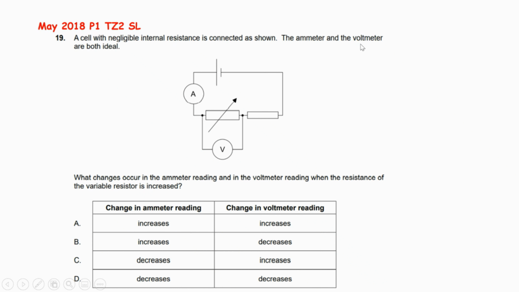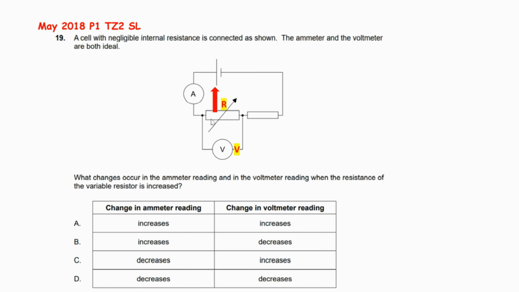The ammeter and the voltmeter are both ideal. What changes occur in the ammeter reading and in the voltmeter reading when the resistance of the variable resistor is increased? Shown here in the diagram, the variable resistor has a sliding contact. So the resistance of the variable resistor increases.